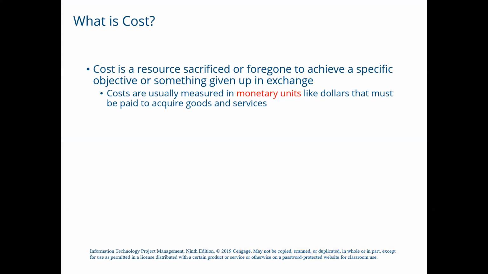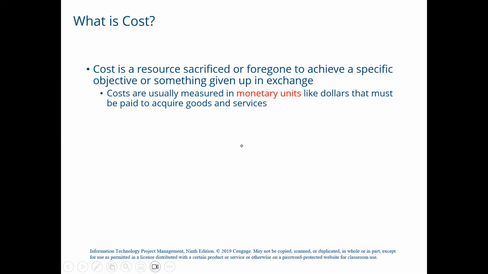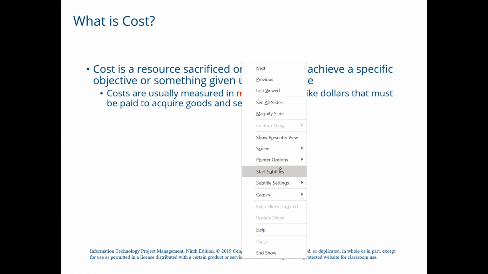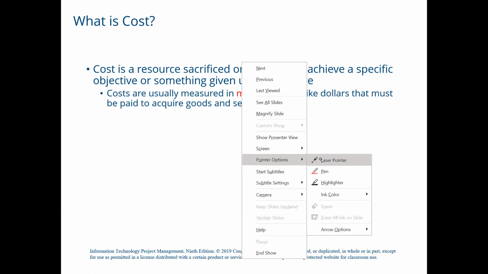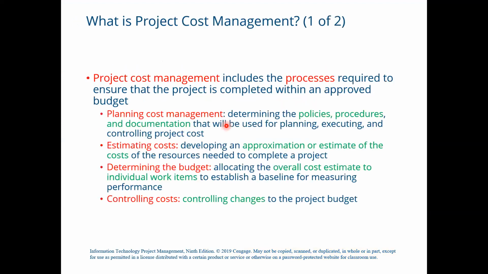Before we proceed to the new topics, a little recap: what is cost? Cost is a resource sacrificed or foregone to achieve a specific objective, or something which is given up in exchange. Costs are usually measured in monetary units like dollars that must be paid to acquire goods and services.